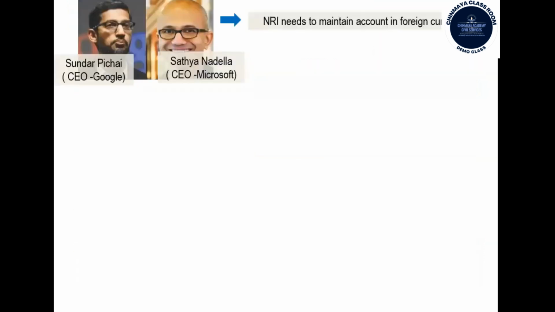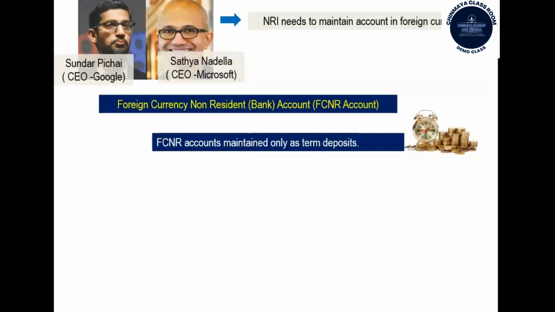FCNR is always seen as a fixed deposit. What might be the reason? An FCNR account is maintained only as a term deposit. Why should we have FCNR as a term deposit only? I will tell you why.